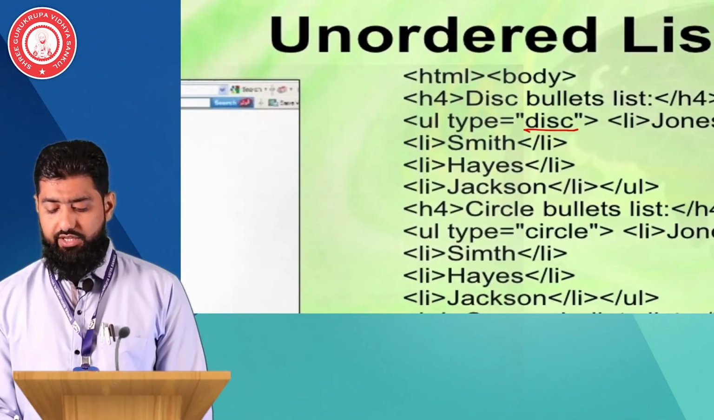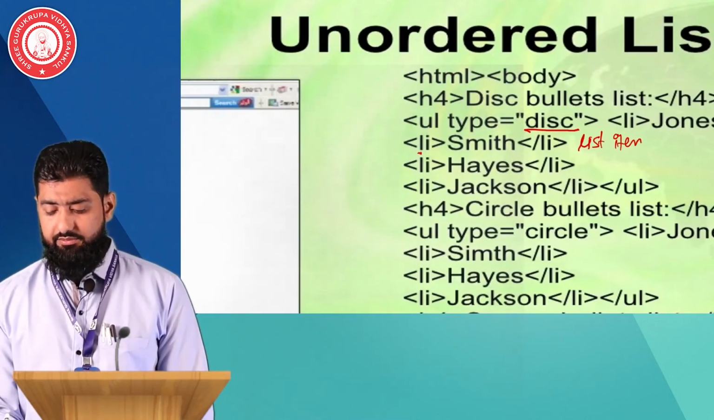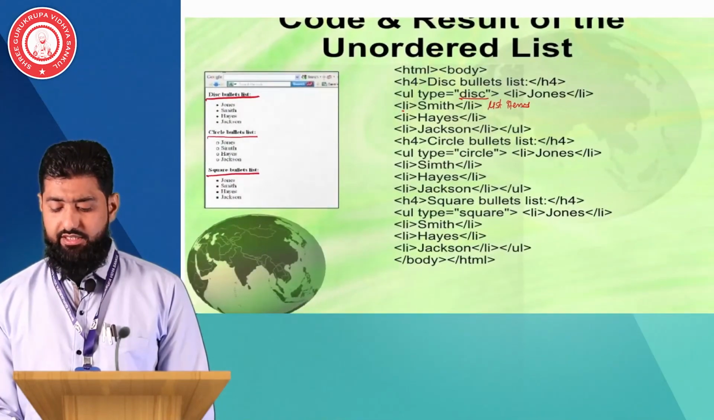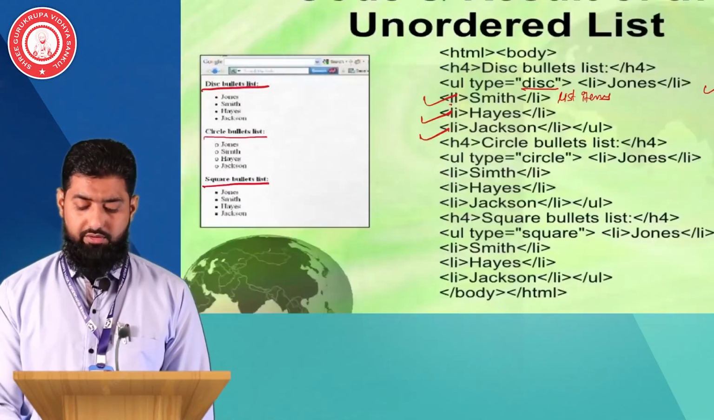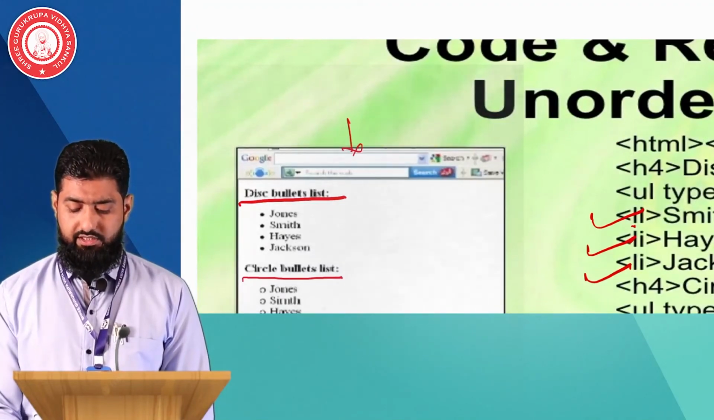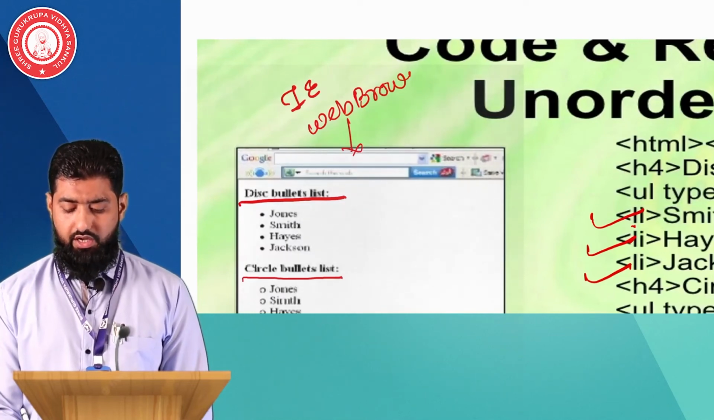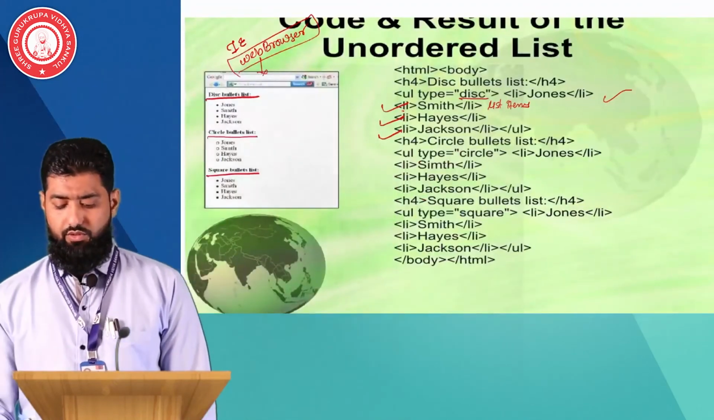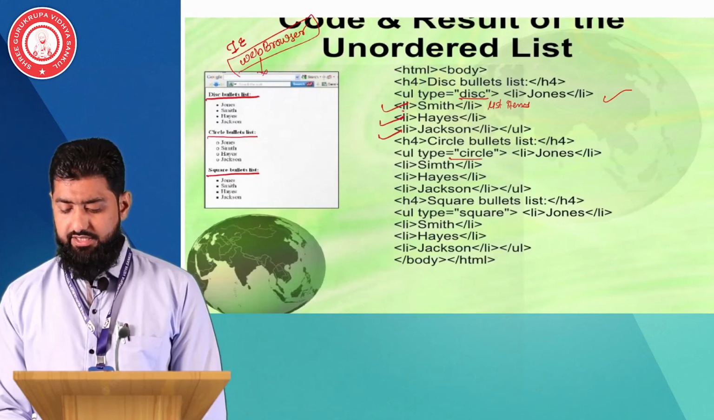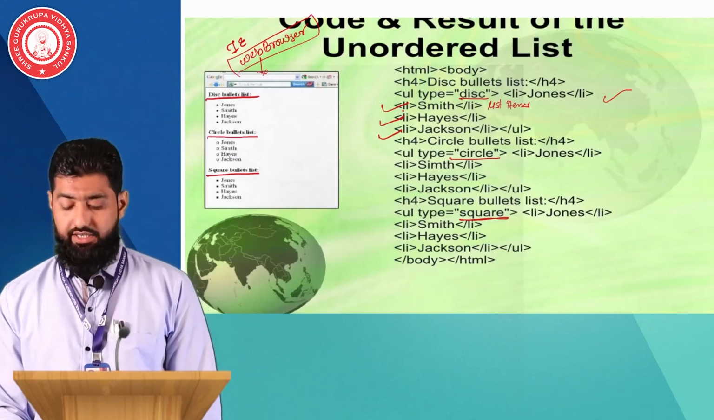UL type is equal to disk. LI means list items. So what is a list item? We have John as a list item, we have Smith, we have Hayes, and we have Jackson as our list items. The same thing will be shown in the output. This is the Internet Explorer web browser. Our HTML shows output only in a web browser. Next we have circle bullets, and then after that we have square as the bullet of content.